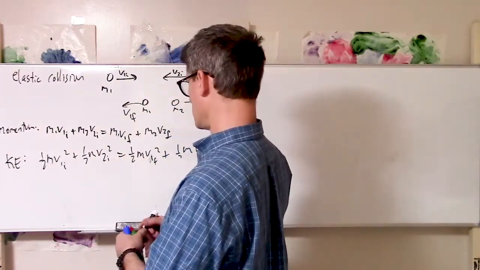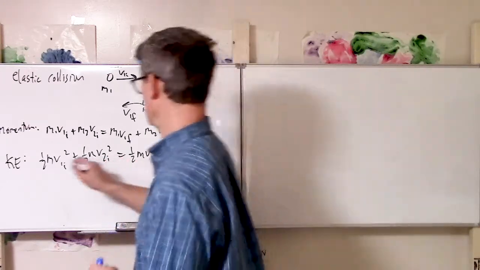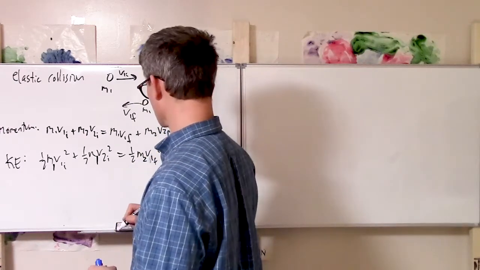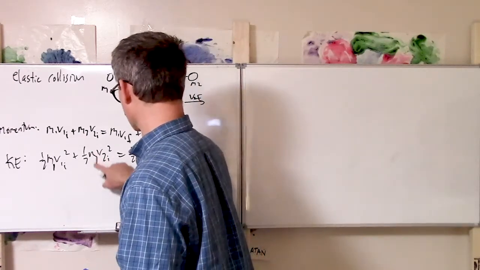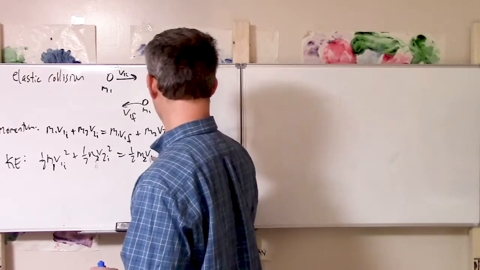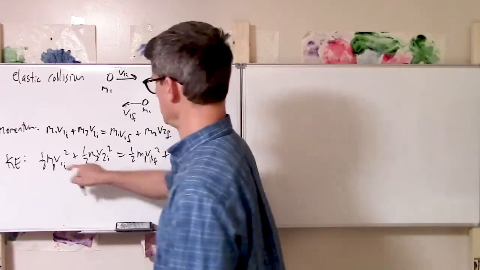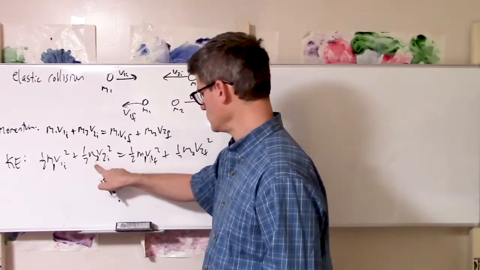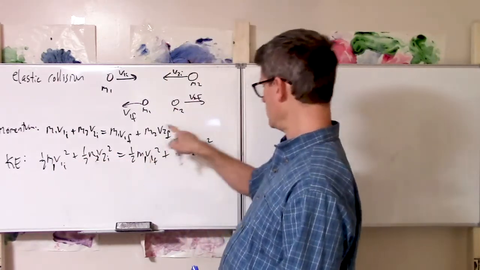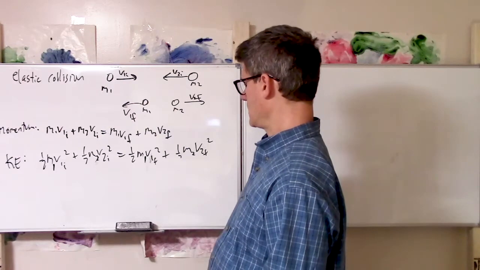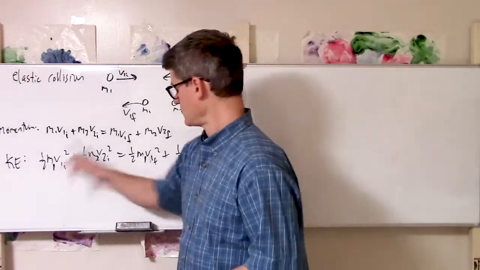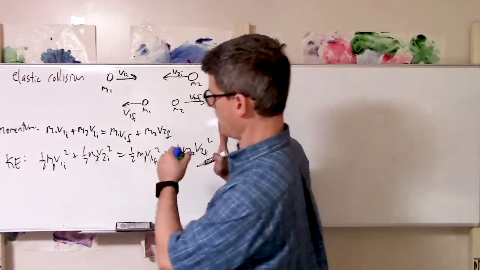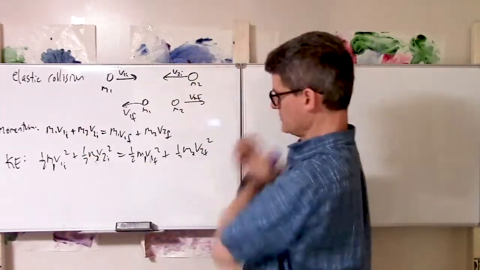That's M1, that's M1, that's M2, that's M2. No, that's not. That's M2, and that's M1. Again, this is the kinetic energy of ball 1 initially, ball 2 initially, ball 1 final, and ball 2 final. Let's do two things. One is get rid of the halves, and the other is put the m's on either side. So all the m1s go over there, and all the m2s go over there.